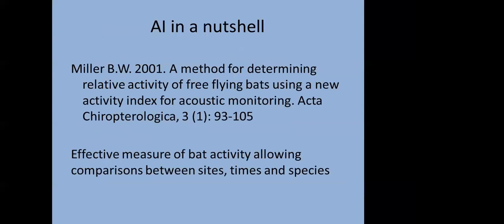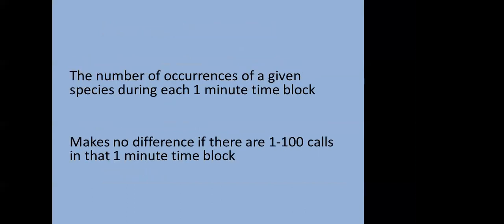So back in the late 90s, I figured out a way to do this, and it was one of my earlier acoustic publications, but we came up with a whole method of determining the relative abundance of bats. And this is an effective measure that allows you to compare between sites, species, times, whatever. Essentially, it's simplified into the occurrence of the bat in your recording space during each 1 minute time block.